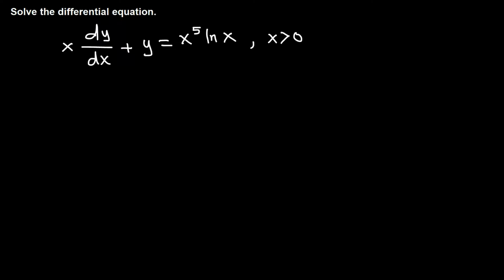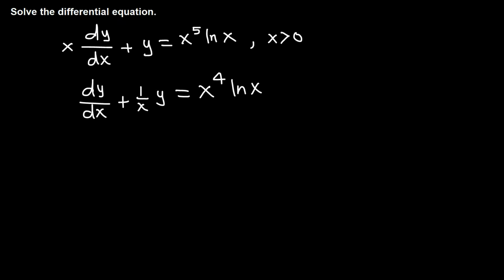Yes, this is a linear ODE because of the derivative of y and y. Now we need to write it in standard form, which means we need to divide by this x. Let's divide by x, then we have dy over dx plus 1 over x times y, and we can divide by x because x is not 0, it's positive. Divide by x, so 4 copies left.